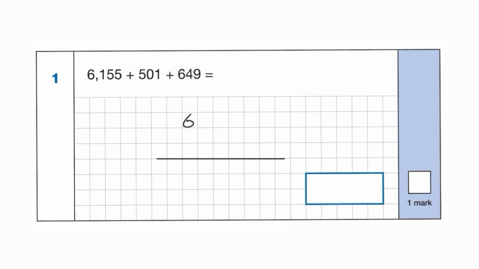So 6,155, trying to be as neat as possible. Add, so I know I've got 501, so 105. And this is making sure that I'm lining up my ones column. Then I'm adding 649. So I've got a 9, a 4, and a 6.